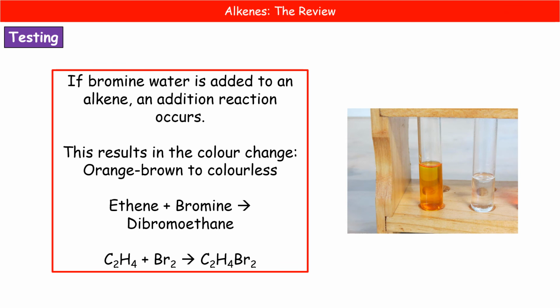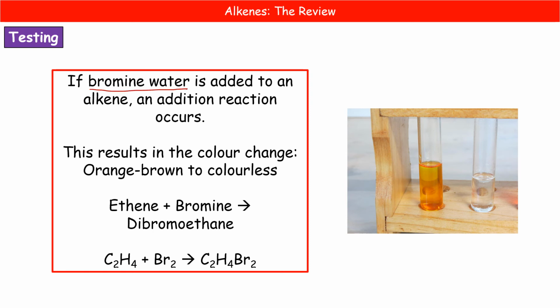Which leads us to how we can test for, do we have an alkane or do we have an alkene? Quite simply, we use bromine water. So if they ask you how you can tell the difference between an alkane or an alkene, or how to test for it, then we use bromine water.